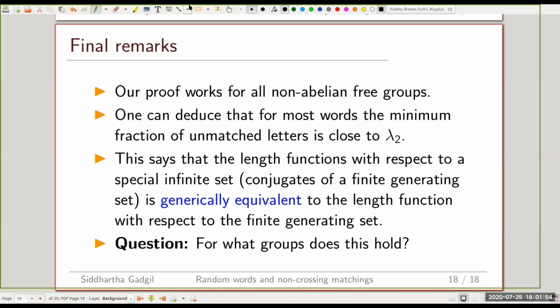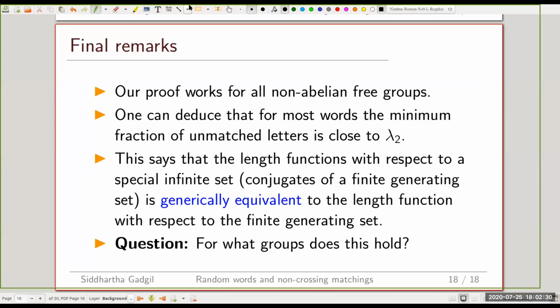It's not just that the average is lambda 2, but standard probability techniques will tell you that for most words, that is, all but exponentially many, the fraction of unmatched letters is actually very close to lambda 2. Which is not 0.03, that's a lower bound for lambda 2. That's a true value, which may be 20% or whatever else, 0.2 or something like that. That's what experiments suggest. But what you can deduce is that for most words, the minimum number of unmatched letters is actually close to some lambda 2.